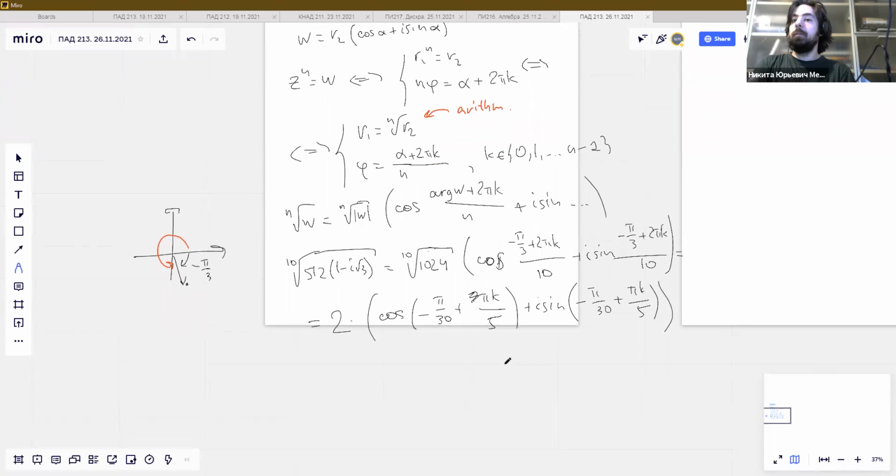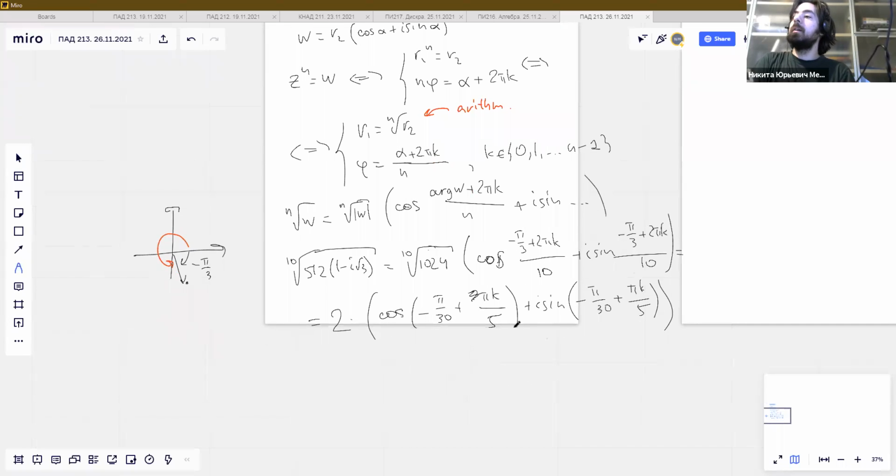So before we move on, I have one more question. How does this answer look? What happens if I take those roots and draw them on a plane? It will be hard to draw them precisely, but let me draw an approximate picture that kind of explains what is happening. So if I take k equals 0, then I have something with the angle minus pi over 30. So it is very close to the real line, but somewhere in the negative direction, somewhere here.